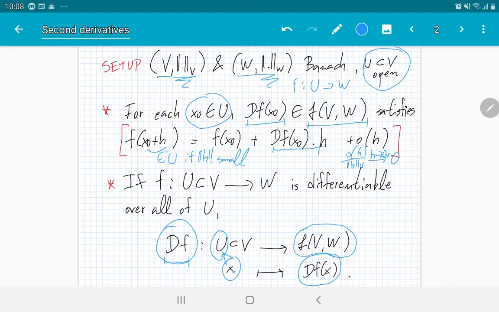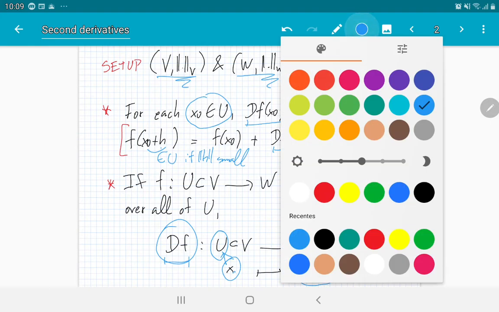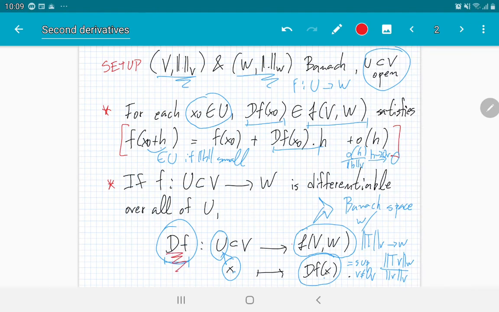Okay, here's something that we know from a previous exercise. This space of bounded linear operators from V to W is a Banach space with that norm. The norm of T is just the supremum over non-zero vectors v of the norm of Tv, that's an element of W, divided by the norm of v. So we know this is a Banach space. Therefore, we have a function, df, that maps an open set in a Banach space to another Banach space.